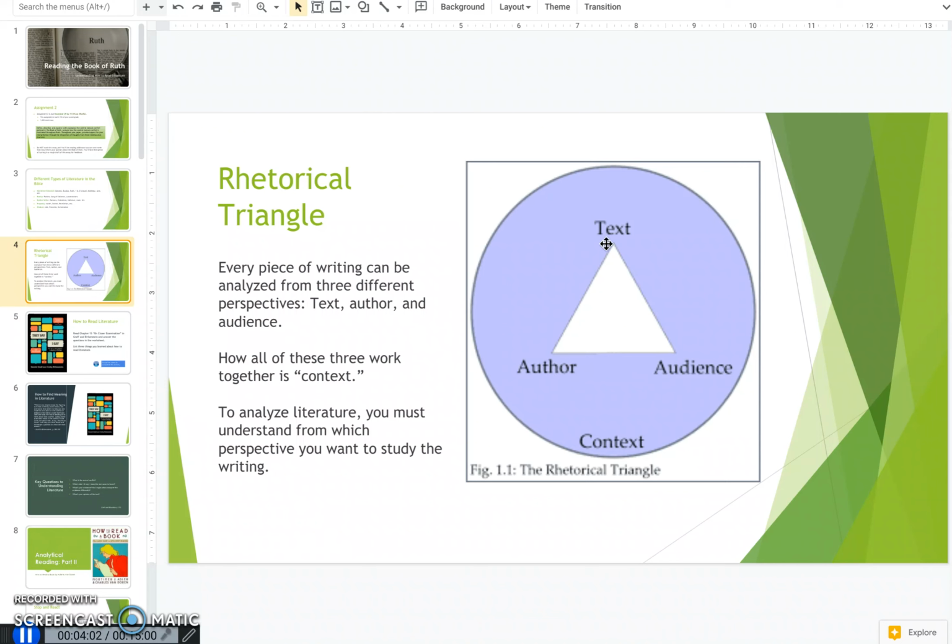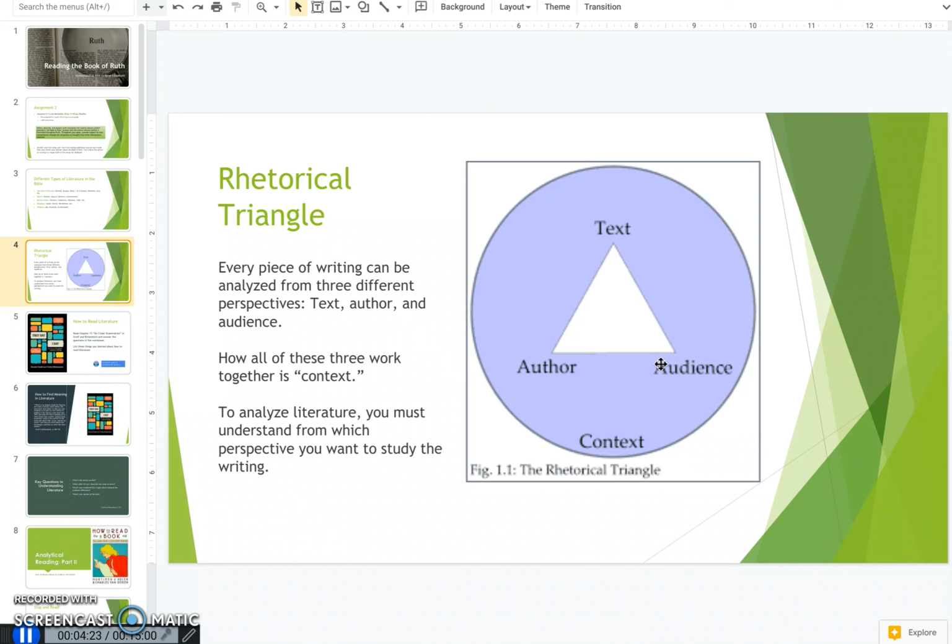The text, which is the writing itself, the words on the page; the audience, who is reading the text; and then the author, the person who wrote the text. Okay, and how these three interact together, we would call the context. All right, so every piece of writing has these three parts.